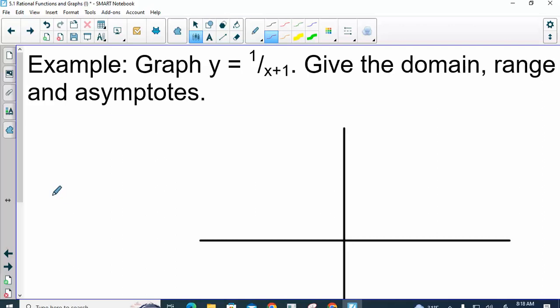Alright, so let's say I asked you to graph this one. And I want to give the domain, range, and asymptotes. Alright, think about transformations. We know our parent function is the 1 over x. What would this plus 1 do to our graph? Shift the horizontal.